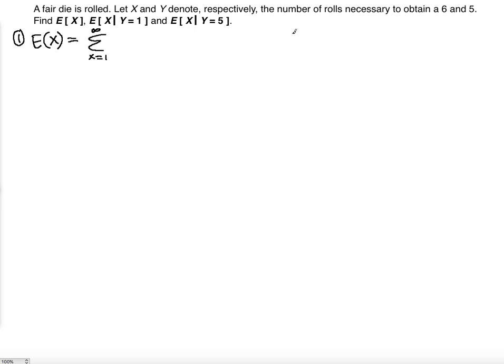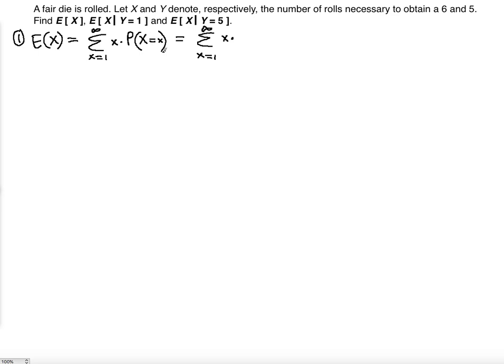In this case, we just want to find the number of rolls necessary to obtain a 6, because this is what the random variable X represents. So for this reason, we're going to use the summation from the first trial to the infinite trials of x multiplied by the probability of the random variable X being equal to x. So basically, starting from the first trial, going infinitely up, we're going to have x multiplying, and what is the probability of the random variable X being equal to x?